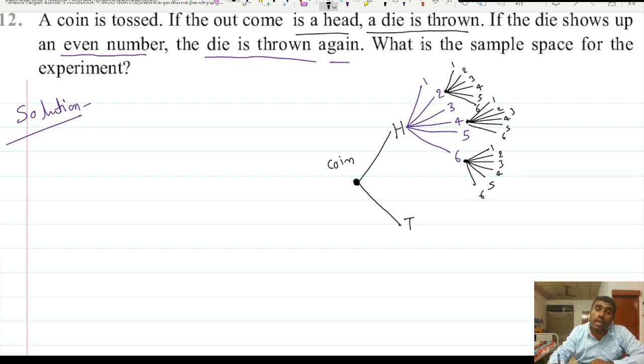Now what happens if the coin shows tail? Nothing to do. If the coin shows tail, then you only have to stop the experiment. If the coin shows head, then you have to do this much. So write all the branches, and you will get the answer.